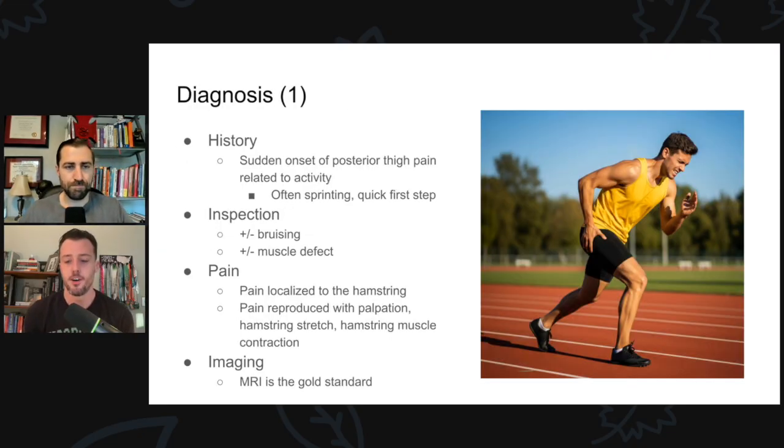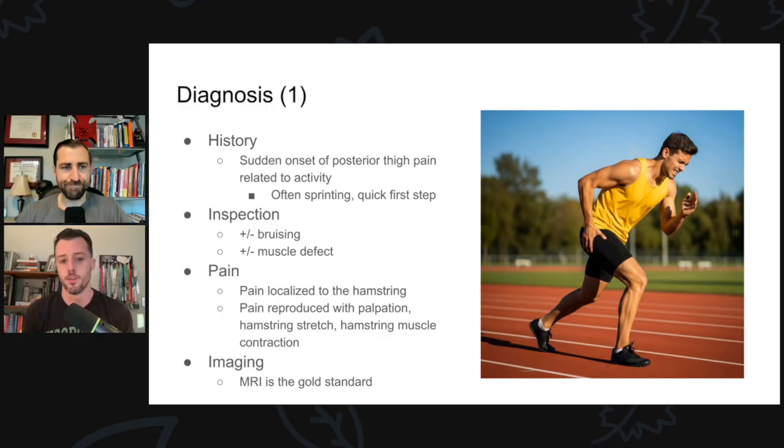So I think of all the things that we see as physical therapists, diagnosing hamstring strains is actually on the easier side of some of the things that we have to try to diagnose. Usually, when the person comes to you, they report a sudden onset of posterior thigh pain, and it's going to be related to activity. So, this isn't something that is brewing over the course of time. We might think that could be more likely a hamstring tendinopathy or something like that. Very often with this, we see a mechanism which will include sprinting or sometimes a quick first step. They're going to report a pull in their hamstring, and I think it's usually that simple.